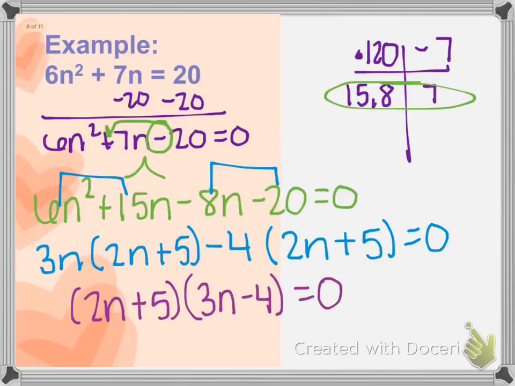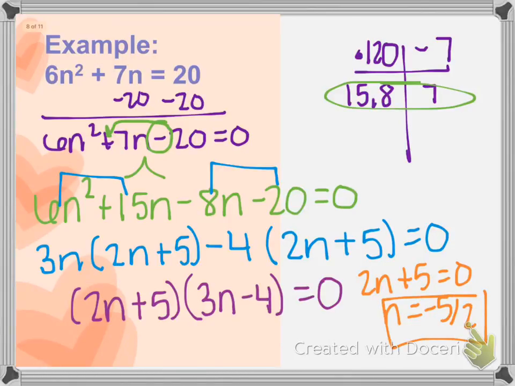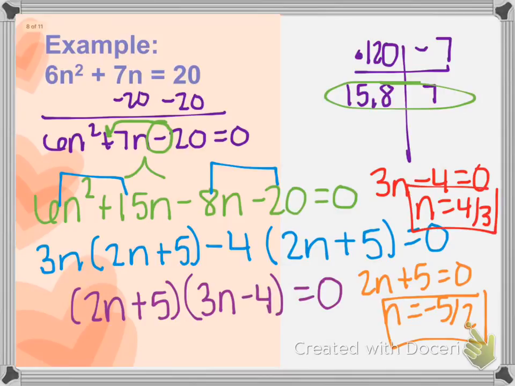Again, I'm not done because it's set equal to 0, so I have to solve. So 2n plus 5 equals 0 gives me negative 5 over 2. And then the last one is going to be 3n minus 4 equals 0, which gives me n is a positive 4/3. And that's it for that.